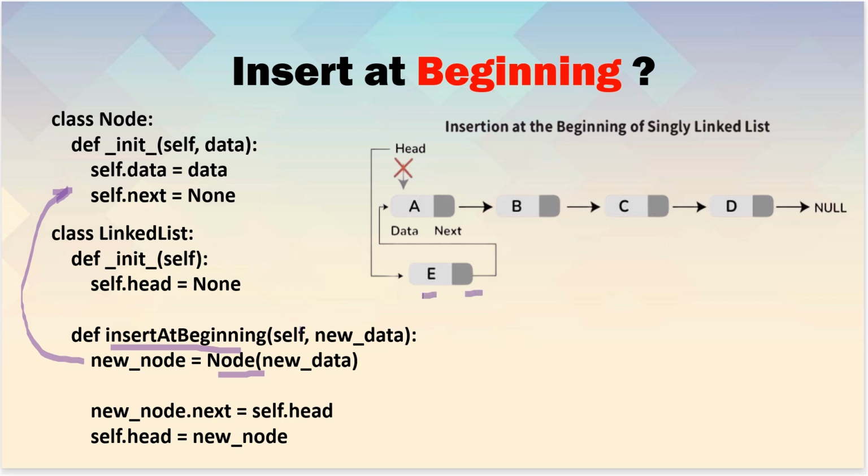We then set the next pointer of the new node to point to the current head of the linked list. This effectively makes the new node the new head of the list. Finally, we update the head of the linked list to be the newly inserted node, making it the first element in the list. This is how we insert the new nodes at the beginning of the linked list.